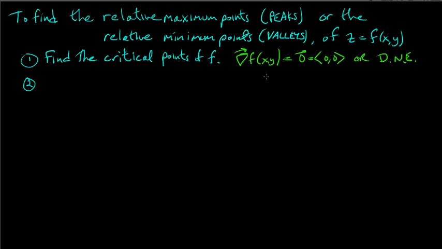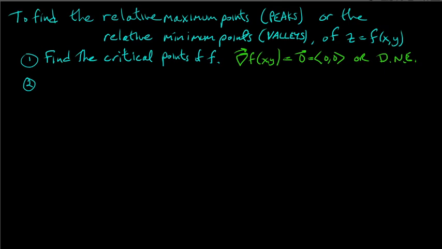There might be no critical points. And if there's no critical points, then there's no relative maximum or minimum points. Okay, so once you have a list of your critical points, however many there are, obviously if there's none, you're done. Then the answer is there are no relative maximum or minimum points.